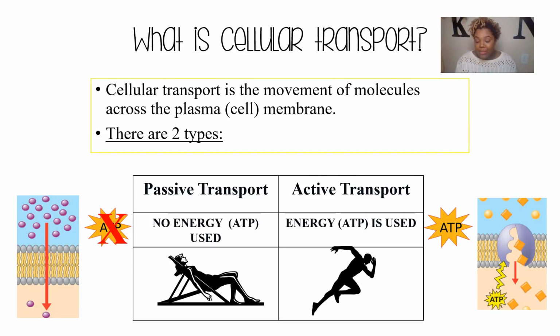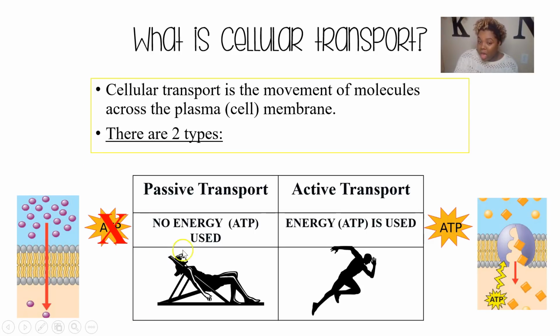So, how does it do it? Well, there are two types of cell transport. You have passive transport and active transport. Passive transport, as you can see, what is the lady doing? She's chilling, lounging, something I wish I could be doing right now, but I'm making this video for you. You're welcome. So, she's sitting here and she's lounging.